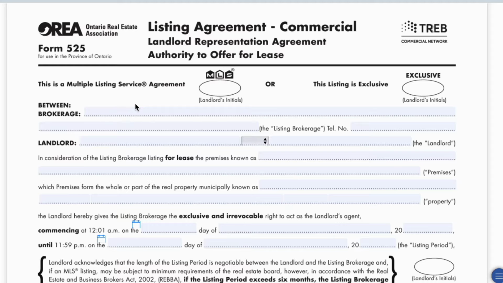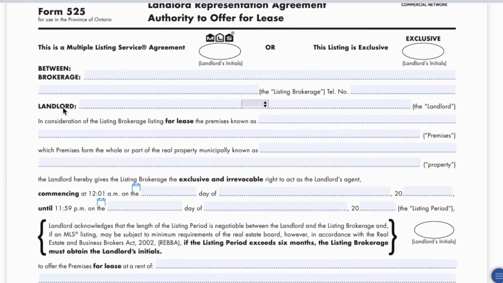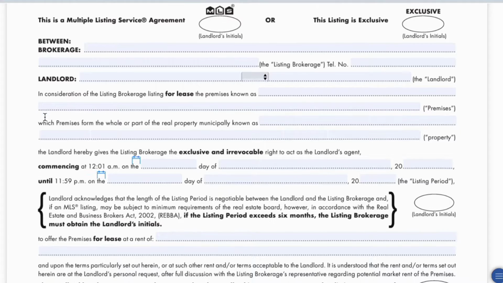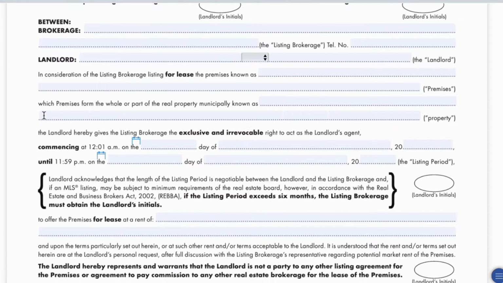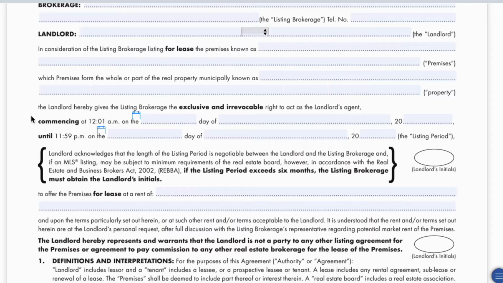Okay, so here we have an MLS listing agreement for commercial landlord representation agreement. Authority to offer for lease. So it will be between, in our case, LePage West Realty Group and the name of the landlord. And then in consideration of the listing broker's listing for lease of the premises known as Address. Right? The address, which premises for the whole or part of the real property municipality known as City of Toronto.